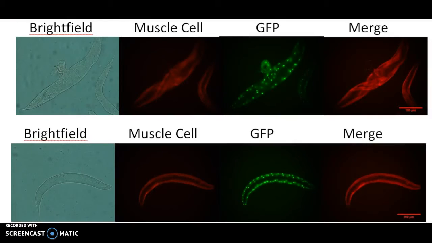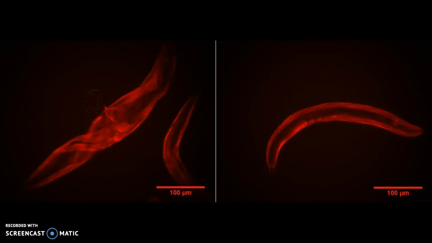On the top is the double mutant at 20 times magnification. Underneath is the wild-type marker. From left to right is the bright field, the muscle cells highlighted in red, the nucleus of the muscle cells highlighted in green, and a merged picture of red and green. The double mutant is on the left, and the wild-type marker is on the right at 20 times magnification. The mutant is different than the wild-type and shows a twisted musculature.